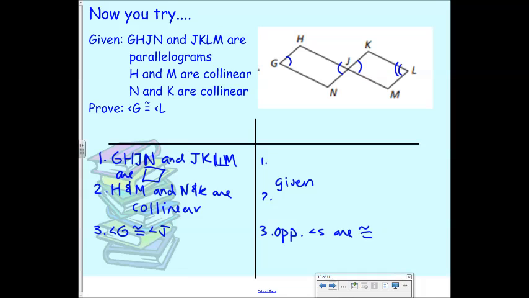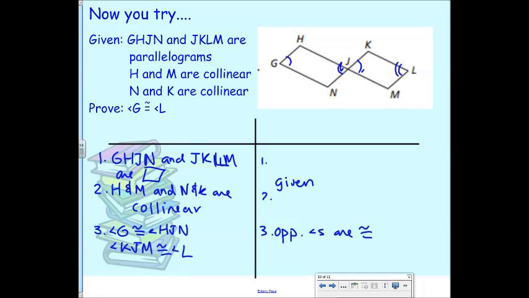I just caught myself making a mistake though. Does anyone know what mistake I just made? Okay, I cannot call this angle J. I can't call it J because J could work for this angle and it also could work for this angle right here. So I need to be more specific. So instead of calling this one J, I'm going to say that angle G is congruent to angle HJN. And then I'm going to say that angle KJM is congruent to angle L. And both of the reasons are the same. Opposite angles are congruent. Okay?